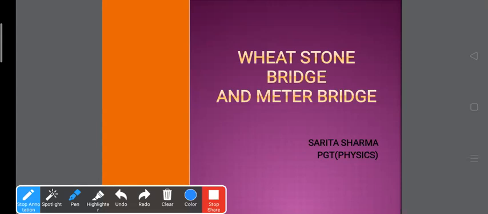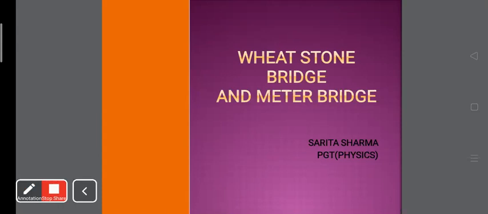And what was the second rule that we discussed in our previous video? The second rule stated that the algebraic sum of changes in potential around a closed circuit loop is always zero, right? So we have already discussed Kirchhoff's rules in the previous video. Now in this video, we are going to discuss Wheatstone bridge and meter bridge. So what is Wheatstone bridge? Let's start.